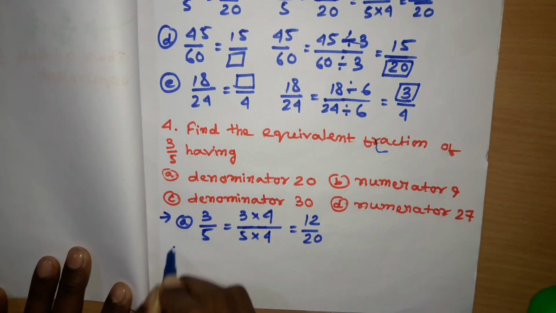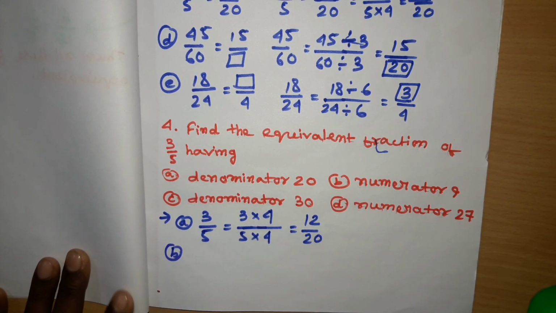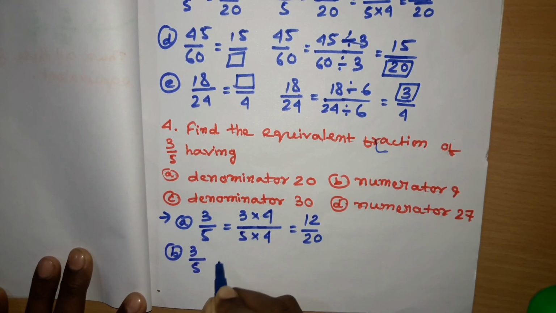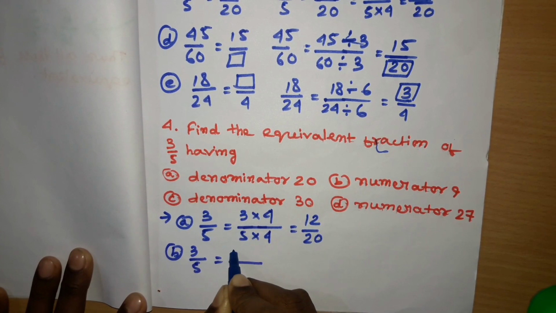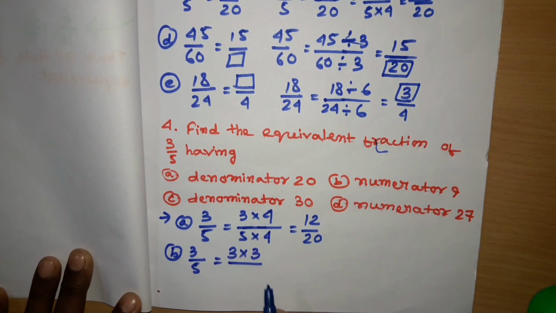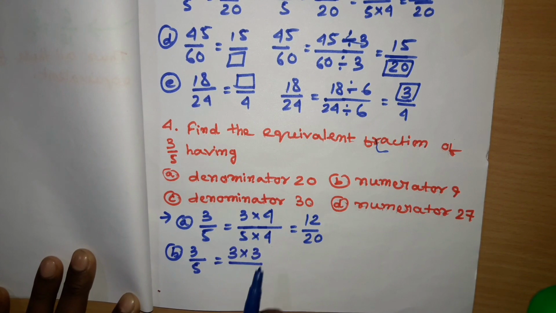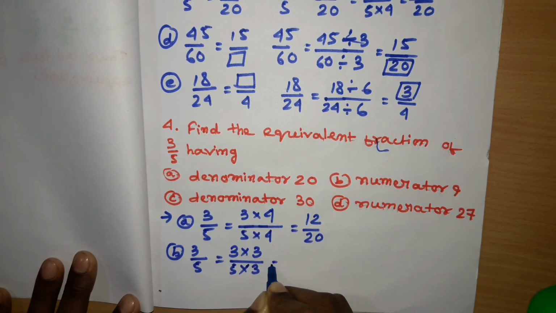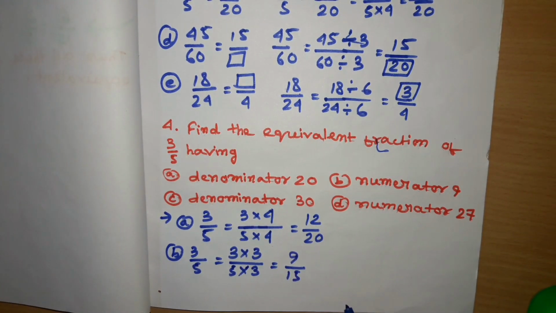So in number B, what do we want? We want the equivalent fraction of 3 by 5 having numerator 9. To get numerator 9, we have to multiply. If you multiply 3 by 3, what will you get? 3 3s are 9. So if I multiply the numerator by 3, I have to multiply the denominator by 3. So 3 3s are 9, 5 3s are 15.